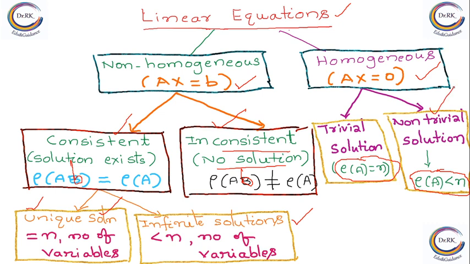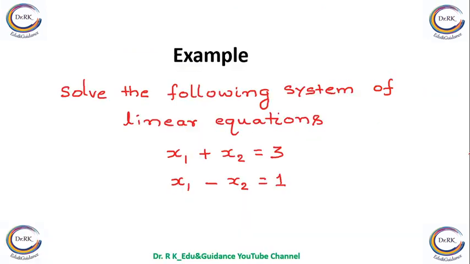So this is how we try to understand the system of linear equations, which are of two types, homogeneous and non-homogeneous. Okay. So with this understanding, we'll try to solve a problem. A very simple problem we try, so that it becomes convergent with the process. So solve the following system of linear equations: x1 plus x2 equal to 3, x1 minus x2 equal to 1.